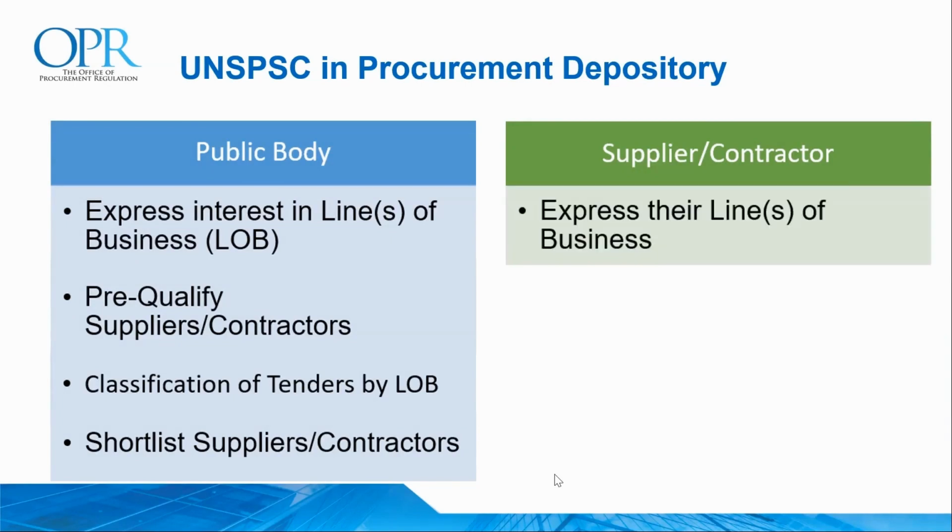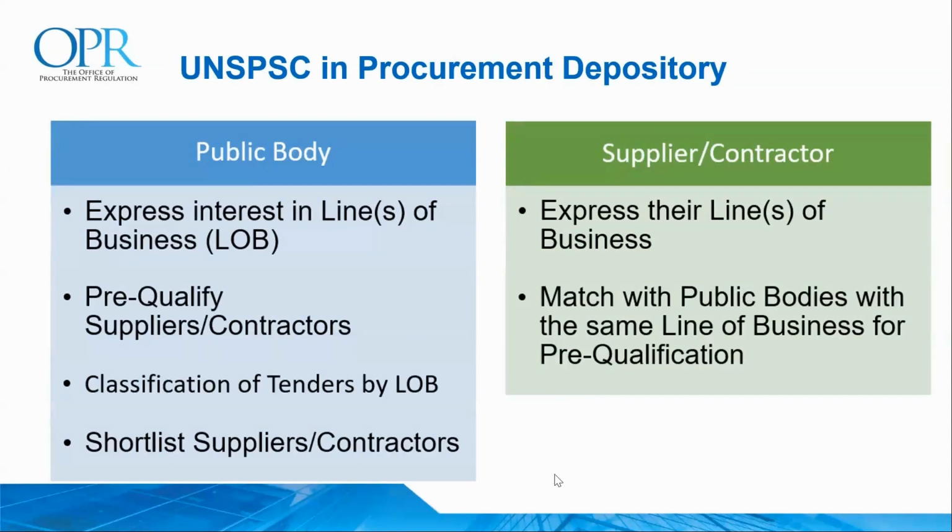On the supplier side, suppliers and contractors will be able to express the lines of business that they are able to provide. Public bodies will then be matched with the line of business that the supplier is able to provide, and they are then able to follow the pre-qualification process. So that makes the entire pre-qualification process much smoother.